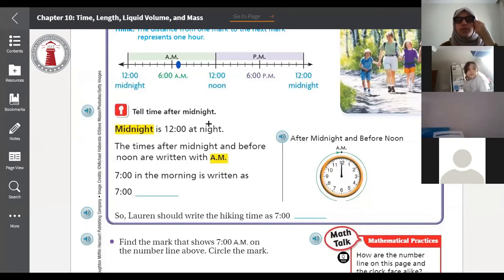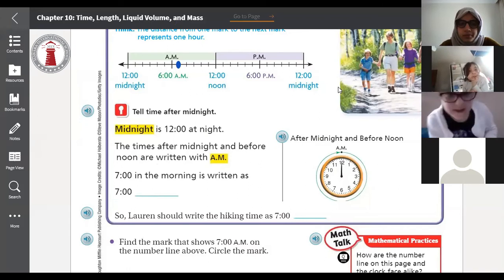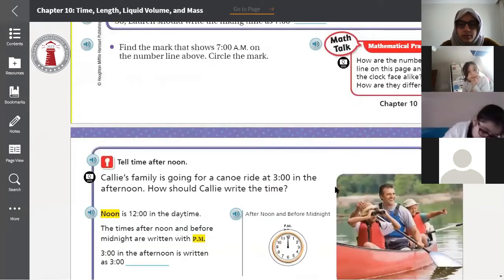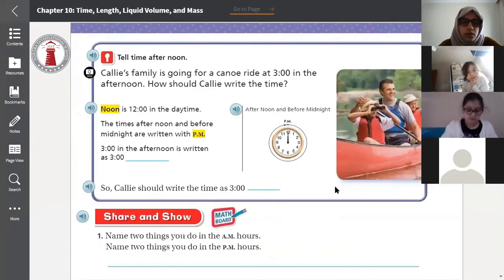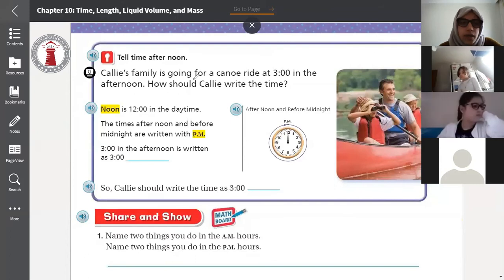Okay, next page. If you have a question, raise your hand. I'm going to clear the board and go to the next page right now. So here we need to be able to tell time at noon. So Callie's family is going for a canoe ride. So this is a canoe. It's kind of like a boat.